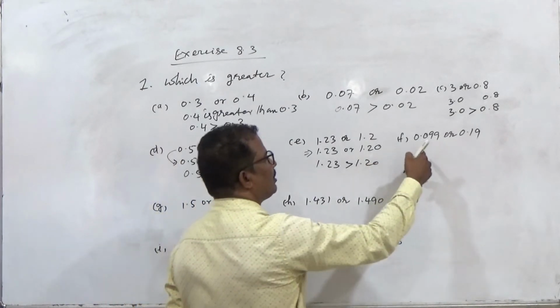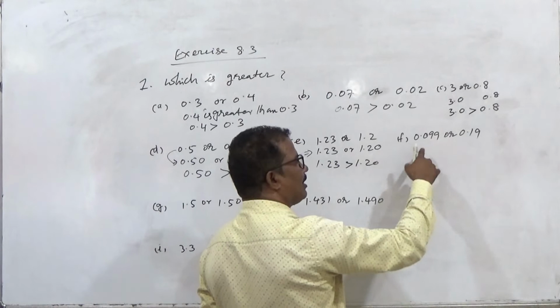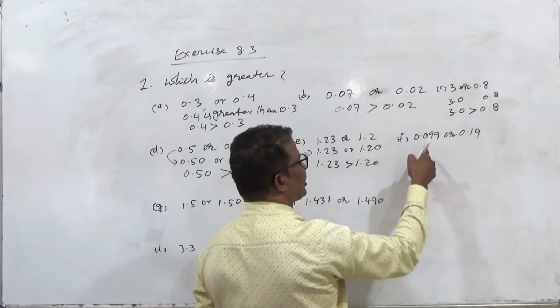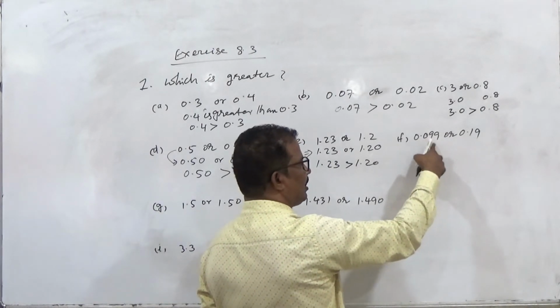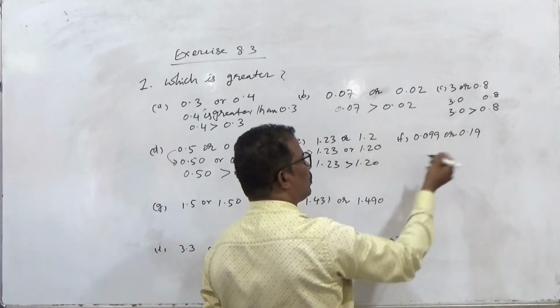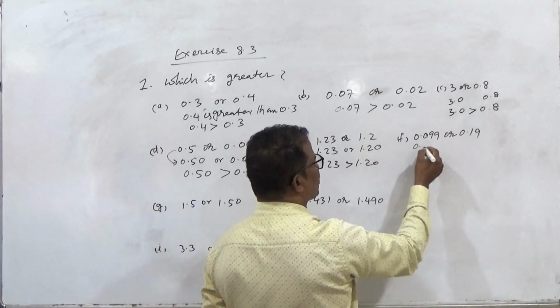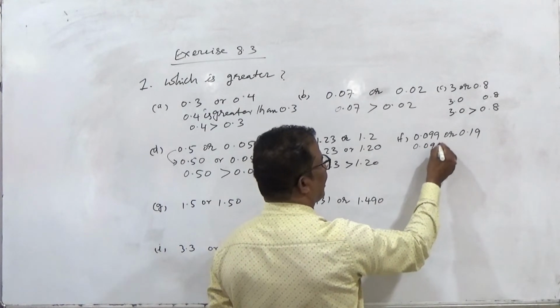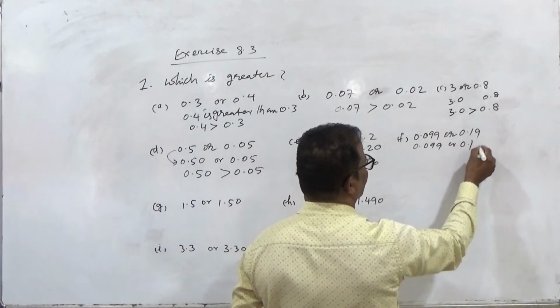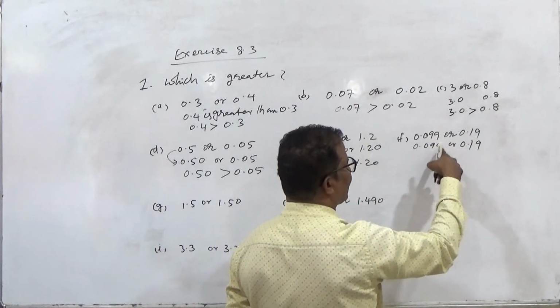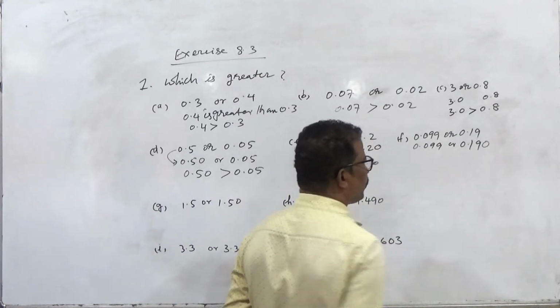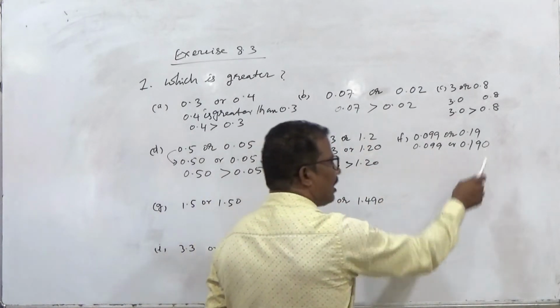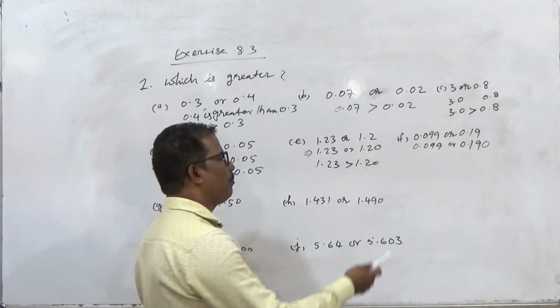In the F question it is again unlike decimals, so we have to convert into like decimals. Here the maximum decimal places are 3, and here 2 only. So we have to convert into like decimals. How? 0.099, and here we can write 0.1. For the third place here 9 is there, here nothing is there, so we can put 0 here. Now these numbers are like decimals. Now we can compare.